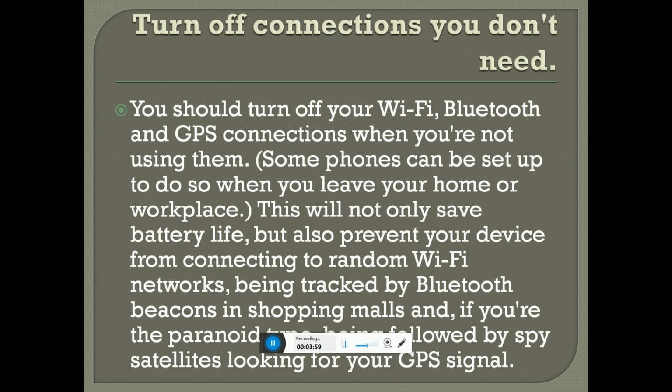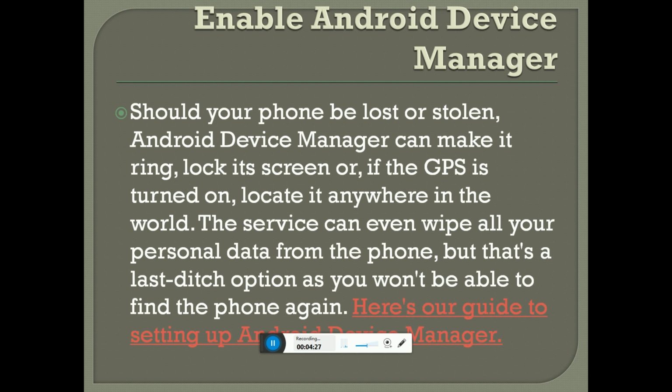Turn off connectivity you don't need. You should turn off your Wi-Fi, Bluetooth and GPS unless you are using them. Some phones can be set up to do so when you leave your home or workplace. This will not only save battery life, but also prevent your device from connecting to random Wi-Fi networks, and from being tracked through your GPS signals.